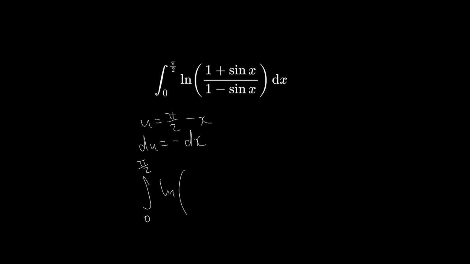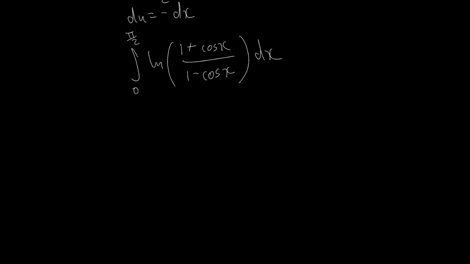However, instead of sine x, we're going to write sine of pi over 2 minus x. And this actually is just cosine of x. So 1 plus cosine x over 1 minus, well, that should be cosine x as well, dx. And this is the same integral as above. So with this, we can do some trig manipulation.